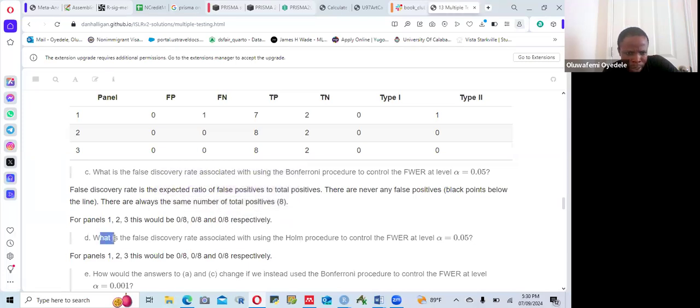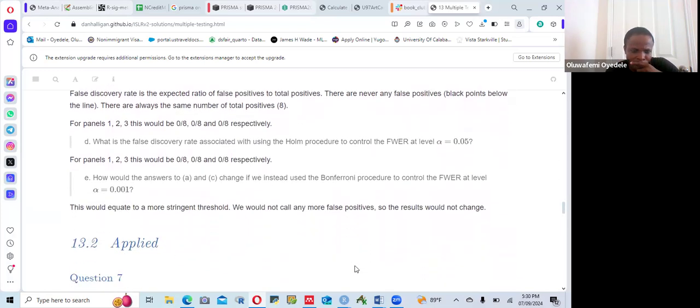So they now say, what is the false discovery rate associated with using the Holm procedure to control the family-wise error rate at the 5% probability level? So it's still the same procedure. We are still having 0/8 respectively.